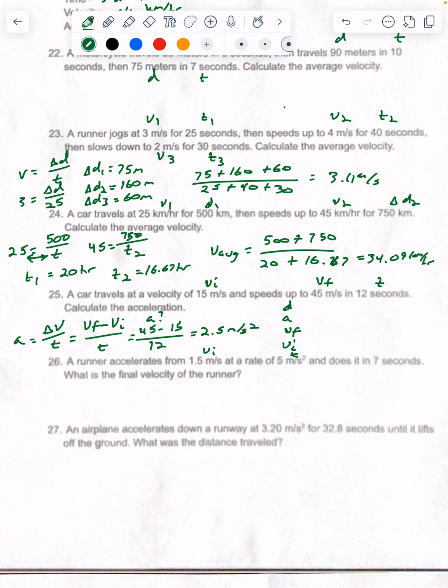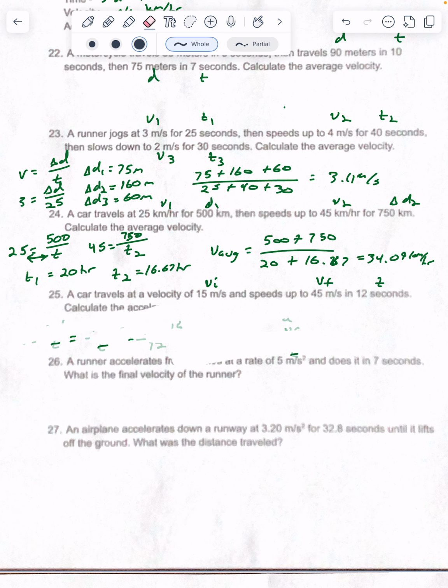Number 26, a runner accelerates from 1.5 meters per second, so that's VI because it said from, at a rate of 5.5 meters per second squared. Let me clear this up a little bit, and then I'll switch up colors just to change things up. So be careful with this. It said accelerates from 1.5 meters per second. That does not mean that's my acceleration rate. This 5 meters per second squared is my acceleration.